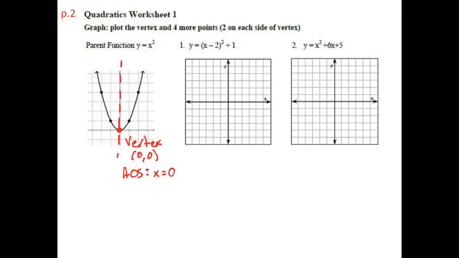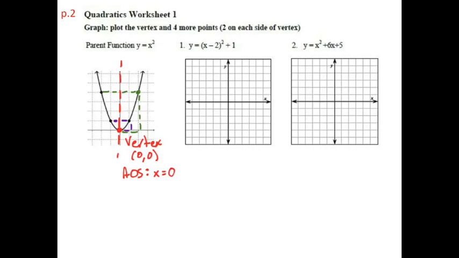Now we can see that we have 2 points on each side of the vertex. Our first point, if we go over 1, up 1, we're 1 unit away from that axis of symmetry. And then it's the same thing on the other side, 1 unit to the left from our axis of symmetry. We also have a point if we go 2 units to the right and 4 units up from our vertex. This point at 2, 4 is 2 units away from the axis of symmetry. It's the same thing on the other side of our axis of symmetry.